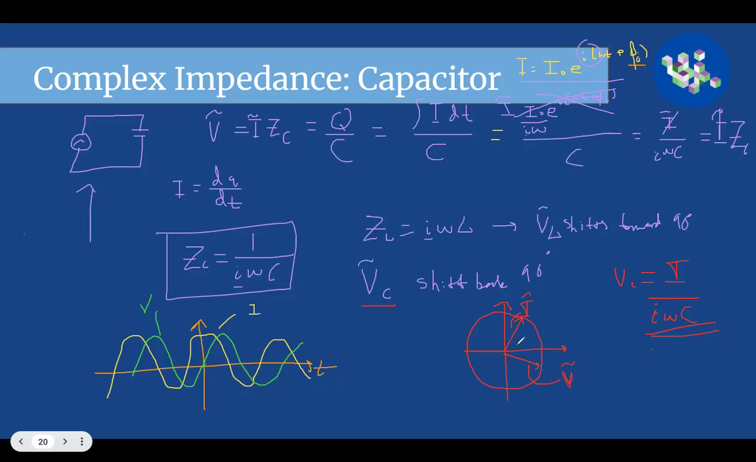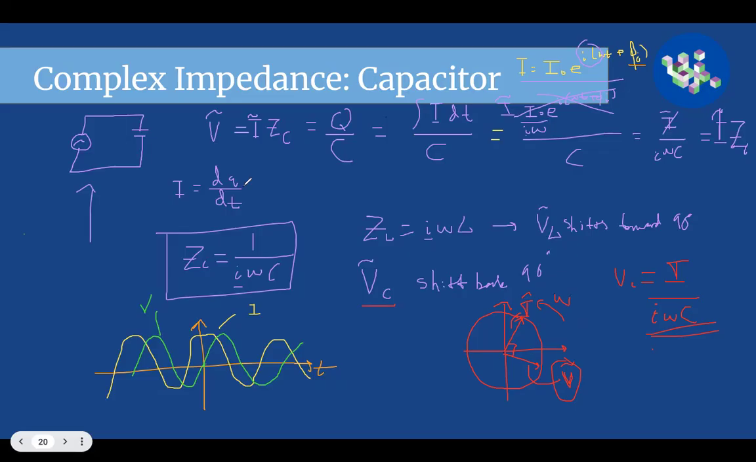And you can see it lags by 90 degrees, and let's say they're rotating counterclockwise, and they're both rotating with an omega. So you can think of the two vectors rotating together. They're always offset by 90 degrees. The V is always lagging behind by 90 degrees, and they all rotate together with the omega. So that's just how you do it for a capacitor.